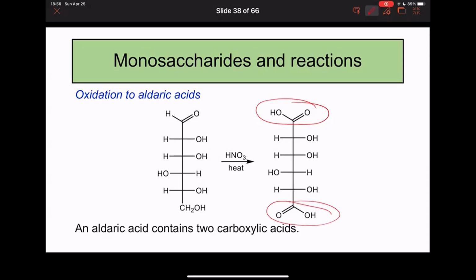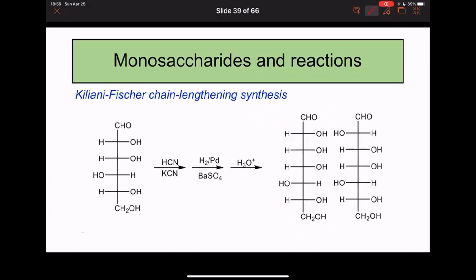Okay. The next one is your Kiliani-Fischer chain lengthening synthesis. All that happens here is that using KCN with HCN and then applying H2, Pd/BaSO4, sorry, not PDC, H2, Pd/BaSO4. Yes, different. And then an acid workup, we'll go ahead and add one carbon to your chain.